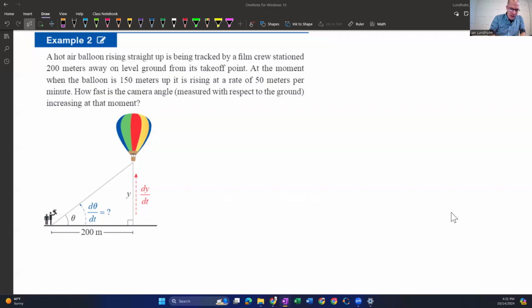All right, we've got the first number that we come up with. A hot air balloon is rising straight up. So that's something that is changing. That's a change in length or speed. So that's a change thing. 200 meters away, this is a length for the leg of a right triangle.